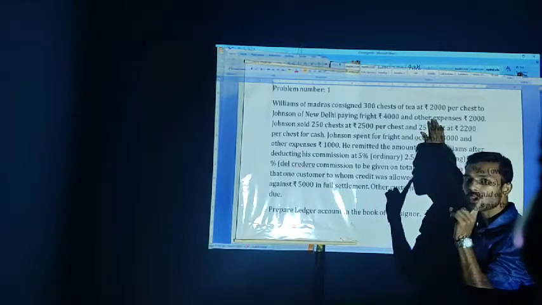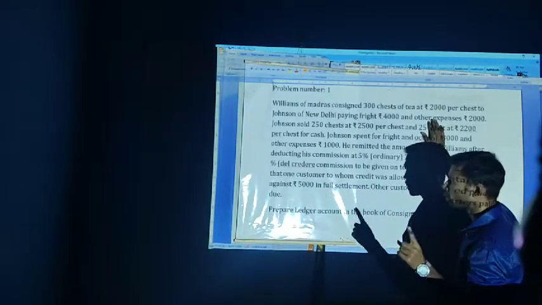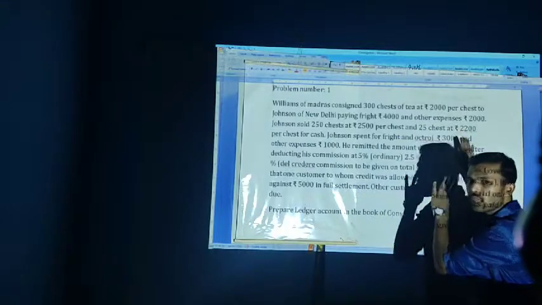in the first step, that is the valuation of closing stock, and then again the same we are going to take in the consignment account. Again, multiple ledger accounts.